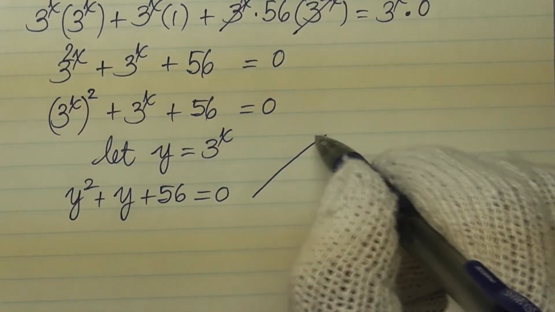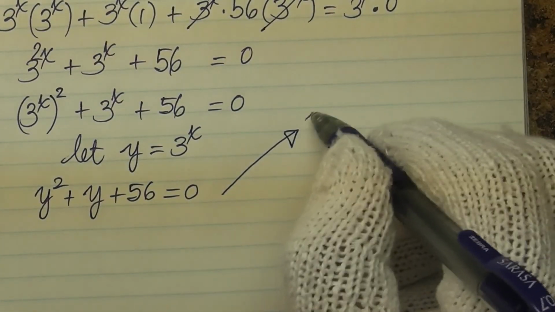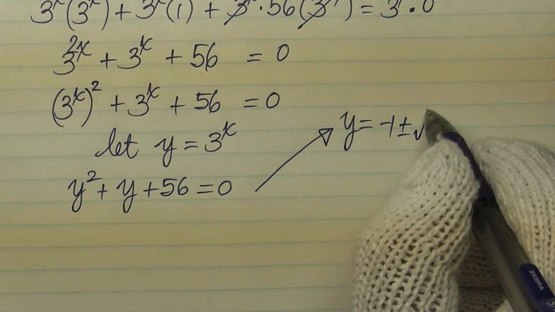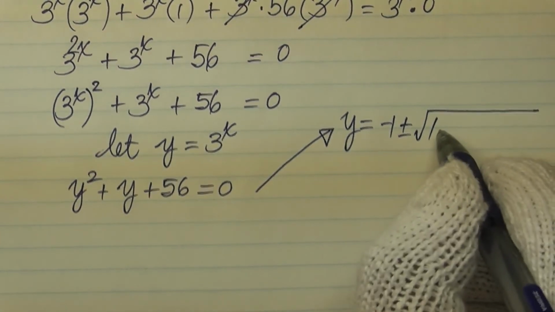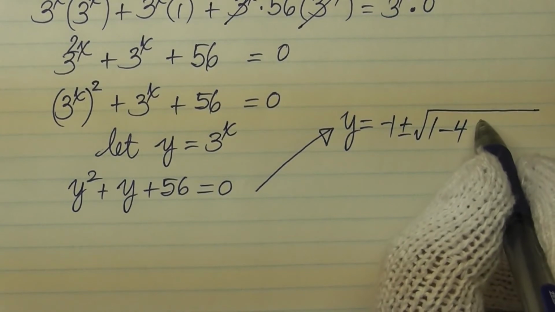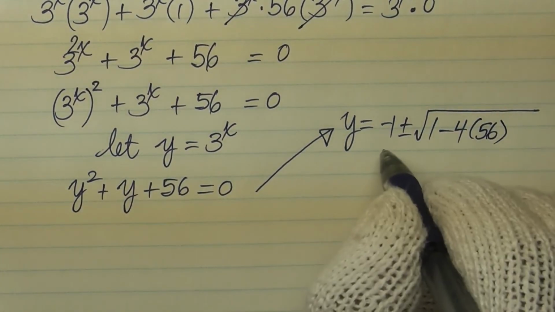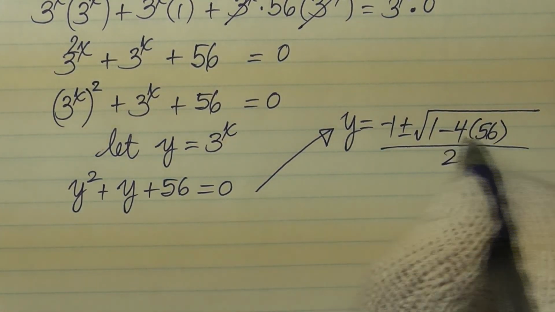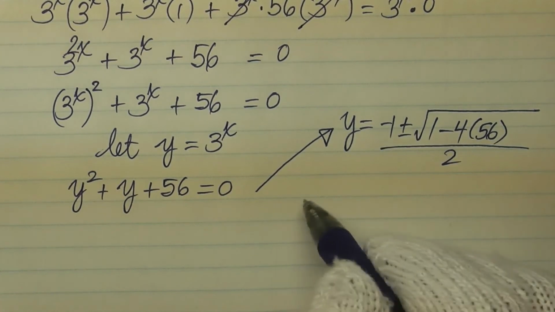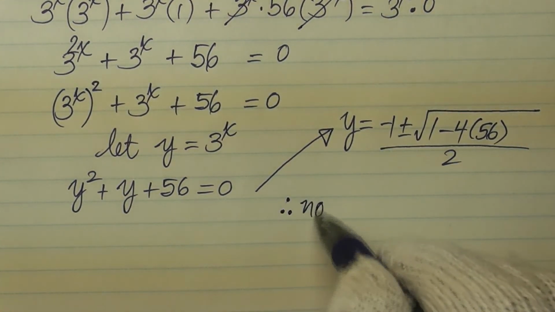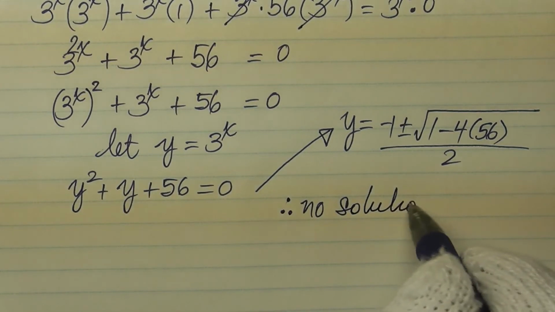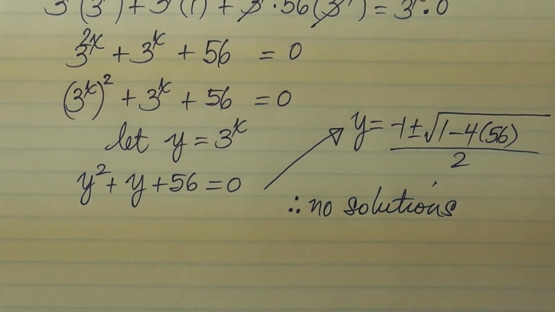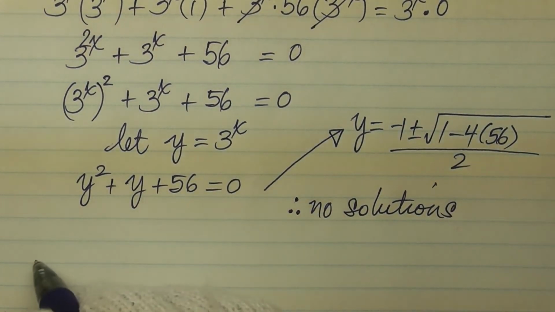Since we can't factor that, we're going to try and use the quadratic formula, and y is going to look like negative 1 plus or minus square root of b squared minus 4a, which is 1, times c, all over 2a. Notice this, we're going to have square root of a negative. This means that there are no solutions. There's nothing wrong with the technique, there are just no solutions.